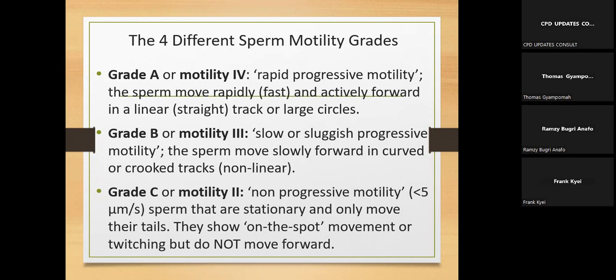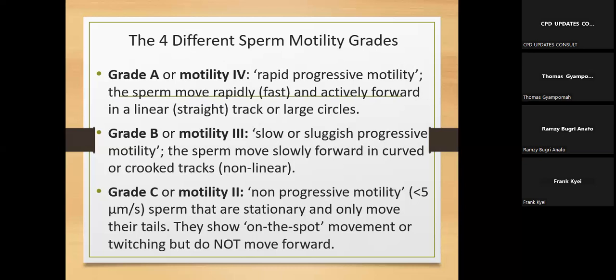Okay, right. So then come to the grade B. Those that are slow or sluggish in motility, that also move in curves. Even if it's linear, but they are slow, it's in group B. If they are also slow and non-linear, like curves, they are also in group B. So all of them are in group B.